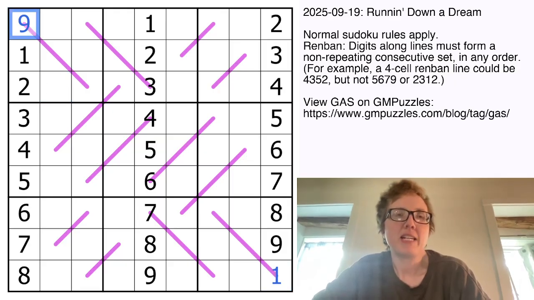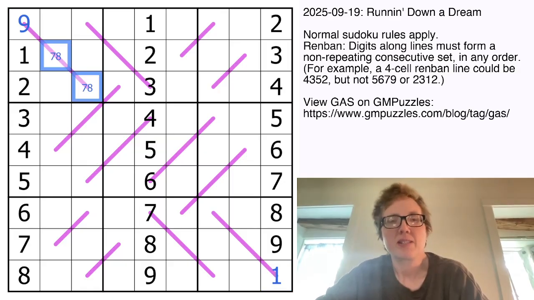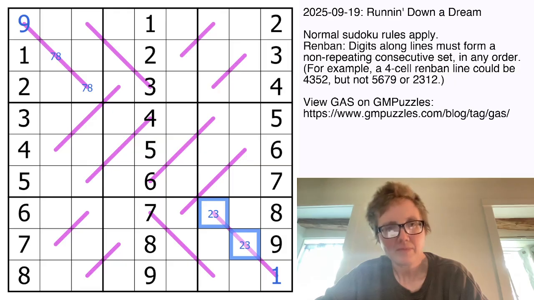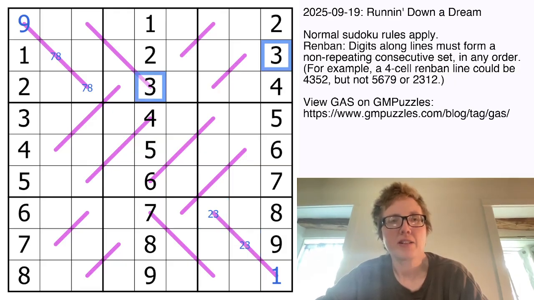Because we have a 9 here, we know this set of digits has to be 7, 8, 9. Same thing here, we know this has to be 1, 2, 3. Now if you look at these 3s, we can't place a 3 on the end of this line because we can't have repeats on the line. So this has to be a 3. Ditto 7s over here.